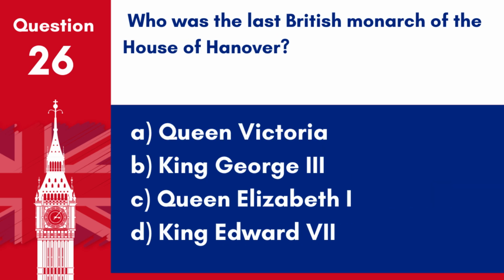economic changes. Question 26. Who was the last British monarch of the House of Hanover? A. Queen Victoria. B. King George III. C. Queen Elizabeth I. D. King Edward VII. Answer: A. Queen Victoria. Queen Victoria was the last monarch of the House of Hanover, reigning until her death in 1901, after which the House of Saxe-Coburg and Gotha began with her son, Edward VII.